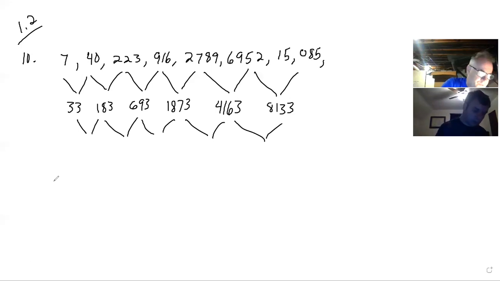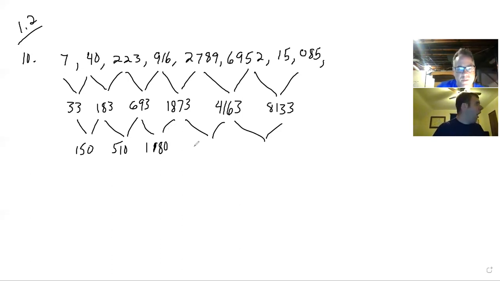So 183 minus 33, 150. 693 minus 183, 510. 1873 minus 693, 1180. 4163 minus 1873, 2290. And 8133 minus 4163, 3970. And keep going.